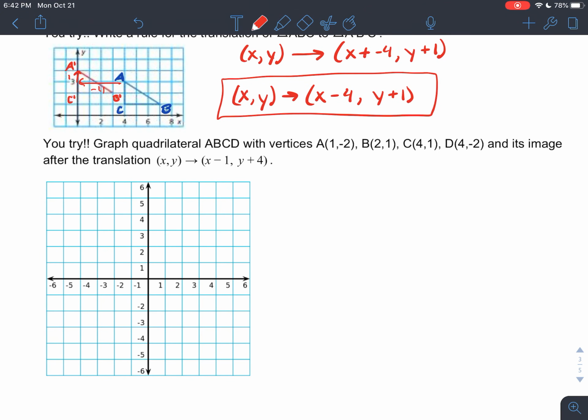And then you guys take a moment. Let's take 2.5 minutes because this one you got to graph them. You got 4 points to graph quadrilateral ABCD with the given vertices and its image after the translation (x, y) maps to x minus 1, y plus 4.